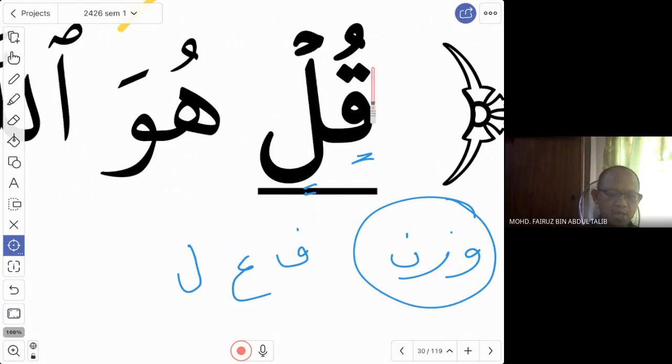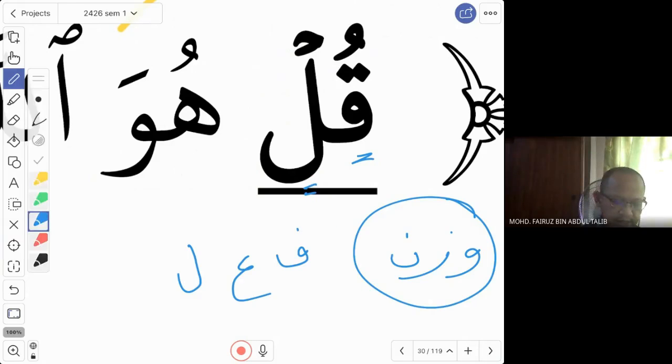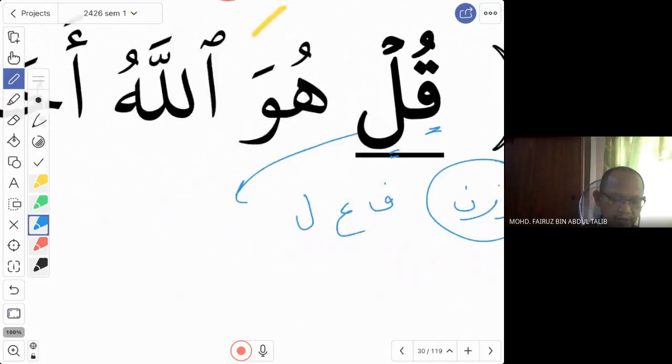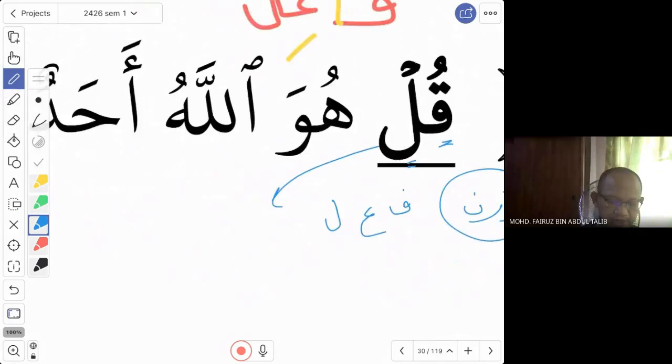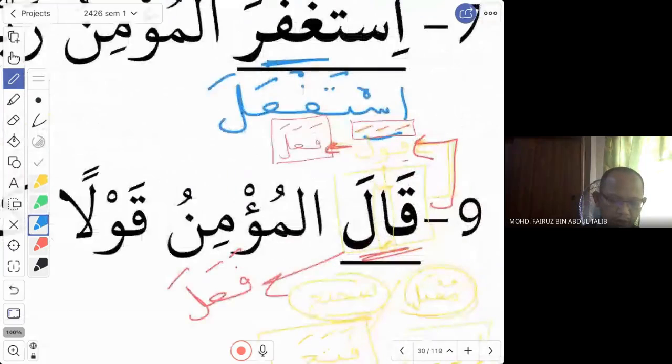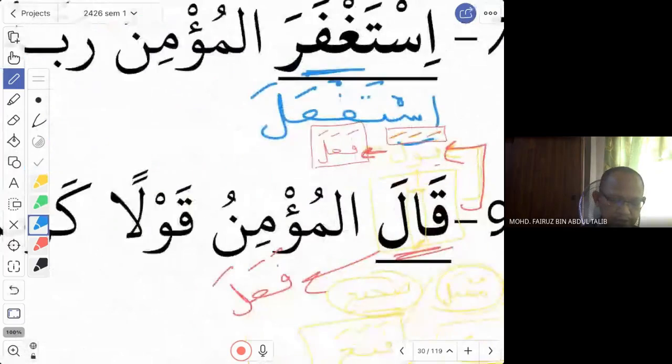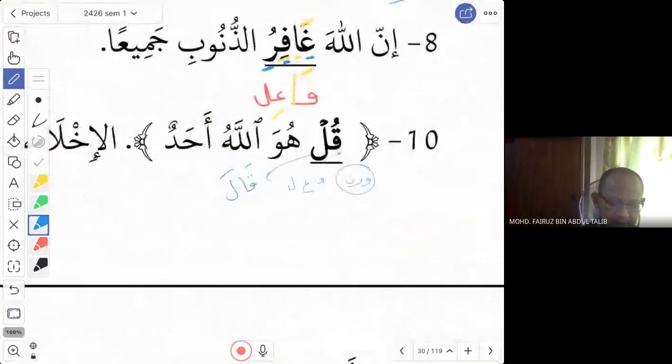It means that one letter has been removed from the wazan. So what is that letter? For this word, we need to check what the original word is. This is actually from the fi'il qala just now, qawala, fa'ala. And from here, what is the mudari'? The mudari' is qawala yaqwulu.